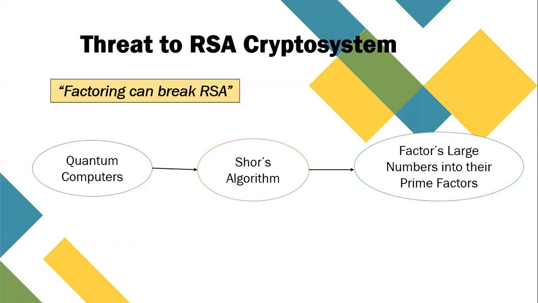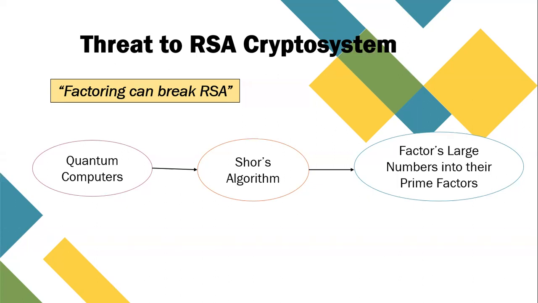If Shor's algorithm is implemented on a sufficiently powerful quantum computer, it could potentially factor large composite numbers into their prime factors, and it would do this in polynomial time. So this will effectively result in RSA being broken.